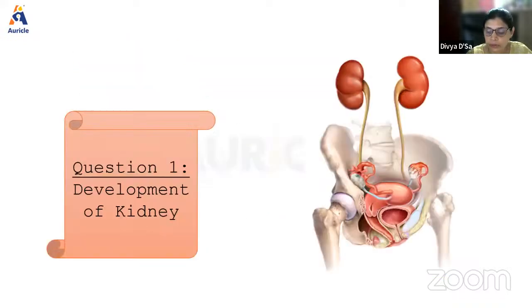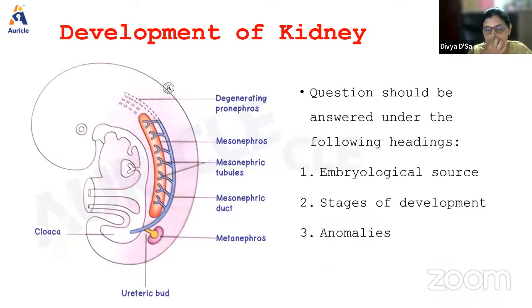So we'll go study about the development of kidney. In the development of kidney, we have to know what is the embryological source for the development, what are the stages of development, and the anomalies associated with the development.